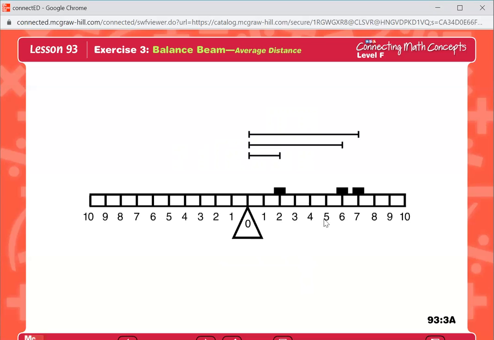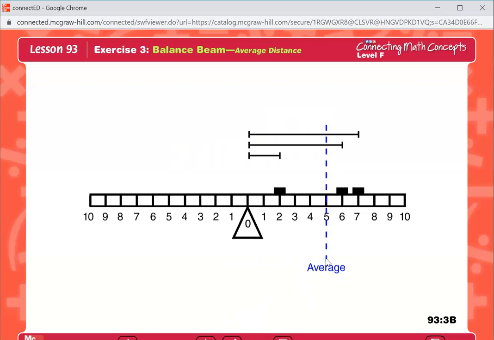What does that equal? 2 plus 6 plus 7 equals 15. And what number do you divide by to find the average? You're going to divide it by 3 because you have 3 weights. And what does that equal? 15 divided by 3 equals 5.